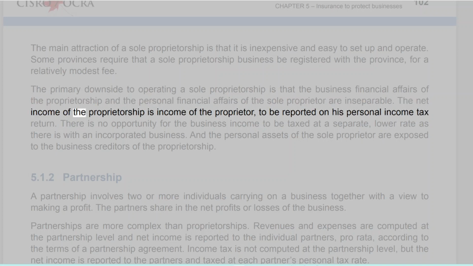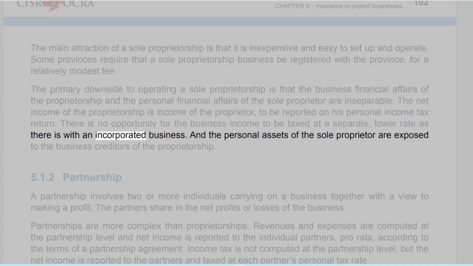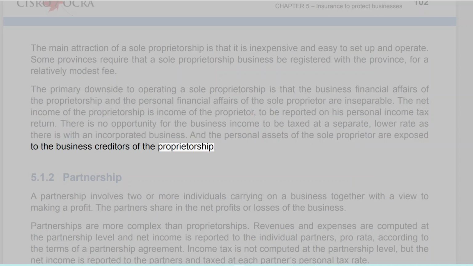The net income of the proprietorship is income of the proprietor, to be reported on his personal income tax return. There is no opportunity for the business income to be taxed at a separate, lower rate as there is with an incorporated business. And the personal assets of the sole proprietor are exposed to the business creditors of the proprietorship.